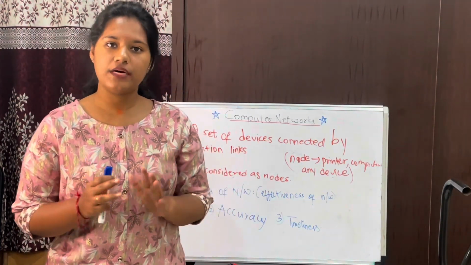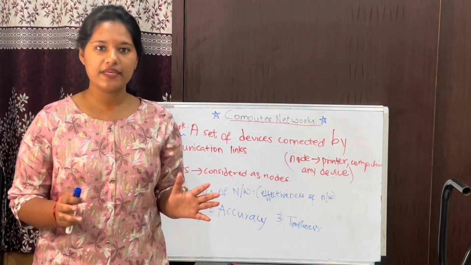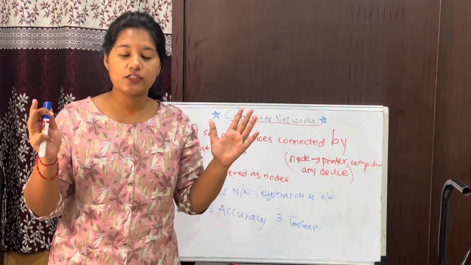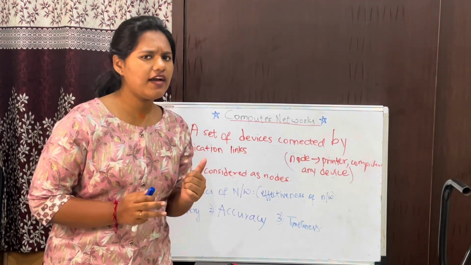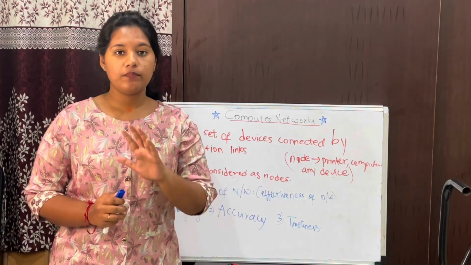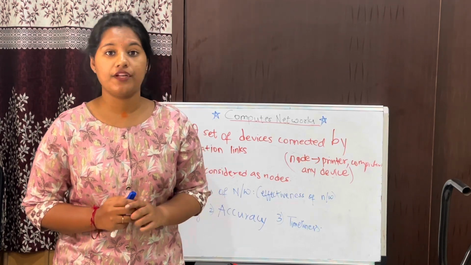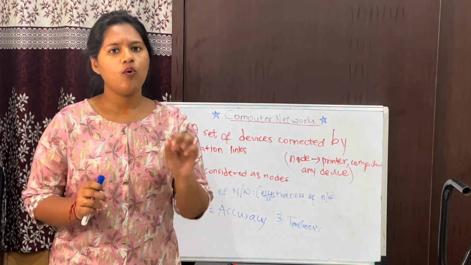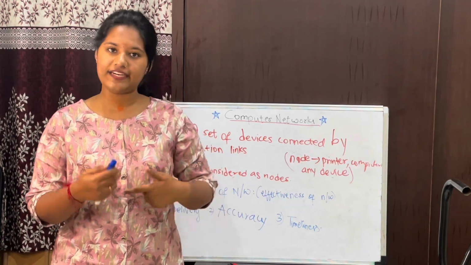So for knowing about computer networks you should first know what is the definition of a network. What is a network basically? It is a set of devices which are connected together by various communication links. Now these devices are known as nodes in our computer network language. A node can be a printer, a computer or any hardware device which is connected together with a communication link. What is a communication link and what is a communication path? We are going to know in our later videos.